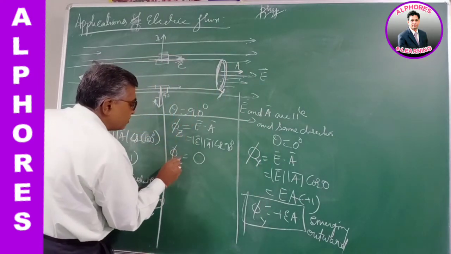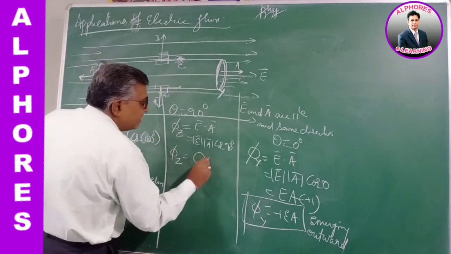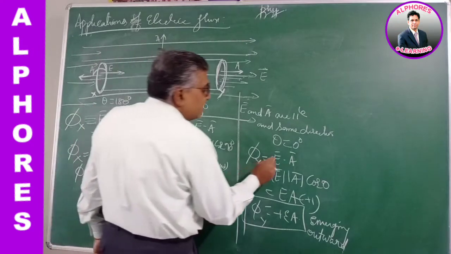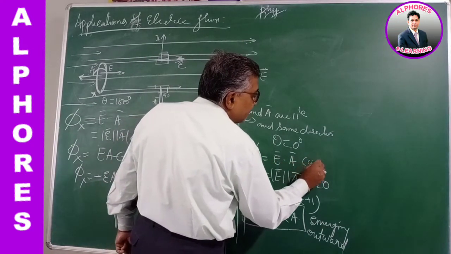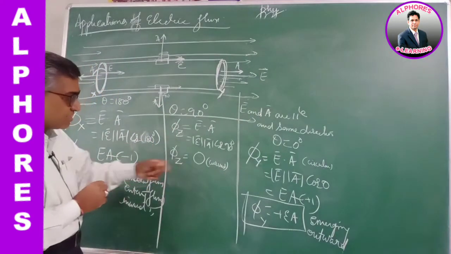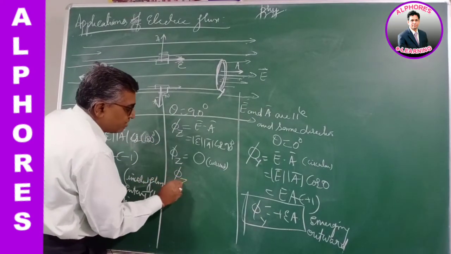So flux through the curved surface Z. This is the curved surface. This is the circular part, here and here it is the circular part. This is curved. So the flux through the curved surface is 0.